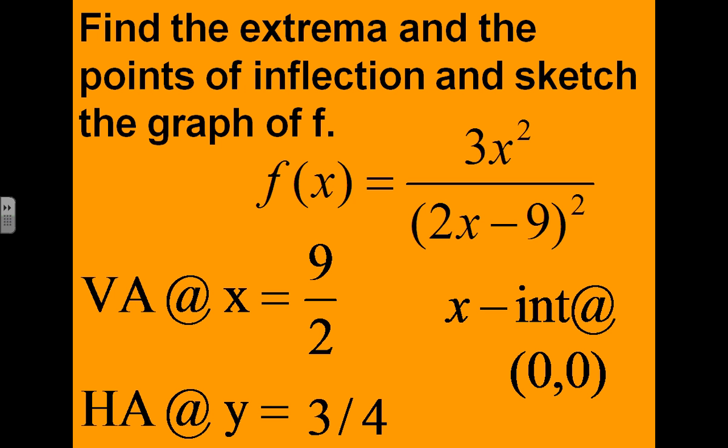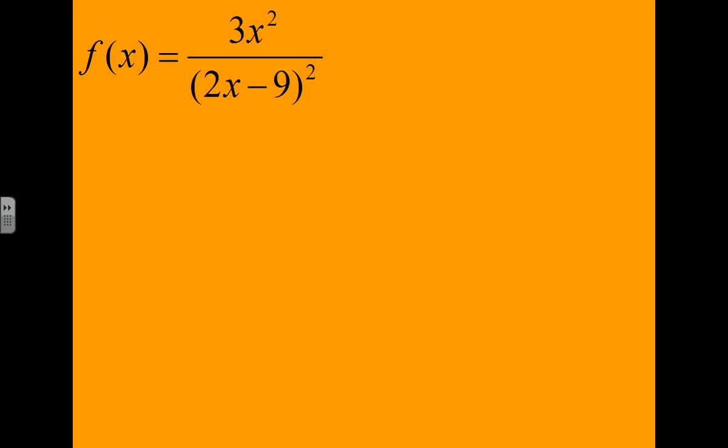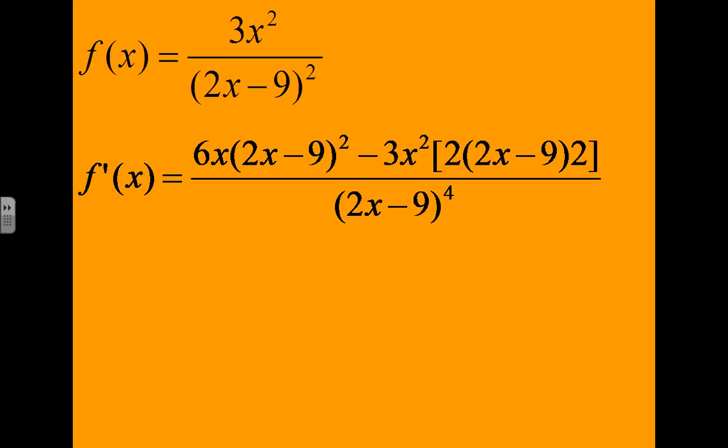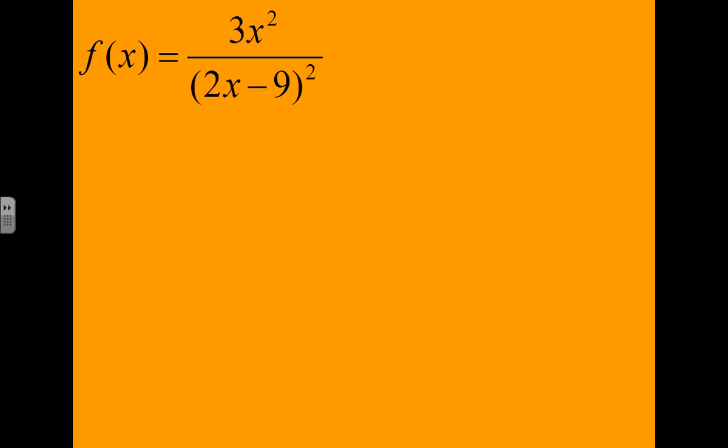Okay, so we got x-intercepts, vertical asymptote, horizontal asymptote. We're in good shape. Okay. Critical numbers. We're going to take the derivative using the quotient rule. Derivative of the numerator divided by the derivative of the denominator. All right, so that's not going to be too difficult.